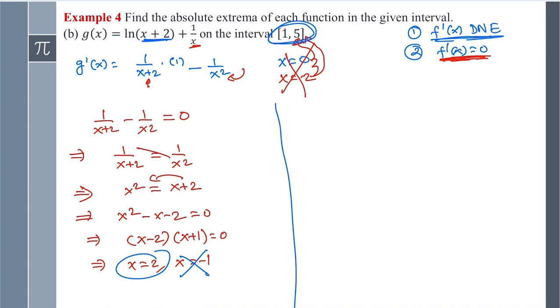So the second step of this process is we'll evaluate the function at the critical number and at the endpoint. So let's go ahead and do that at the critical number, which is 2.